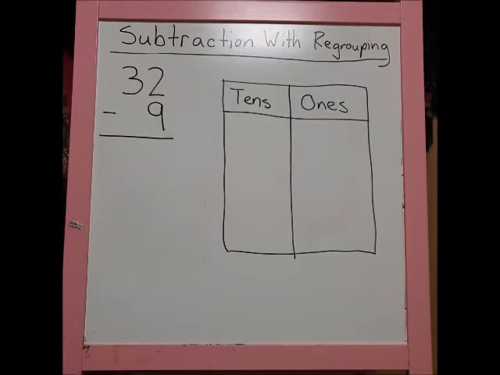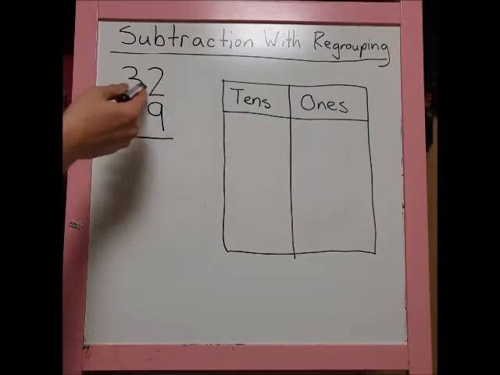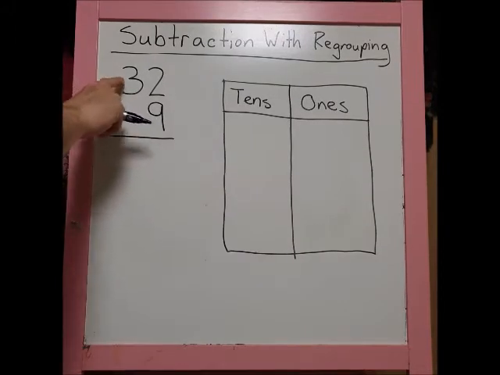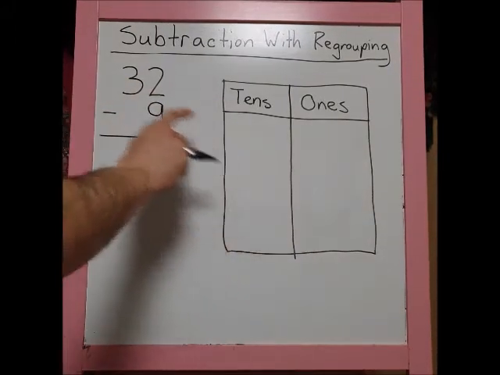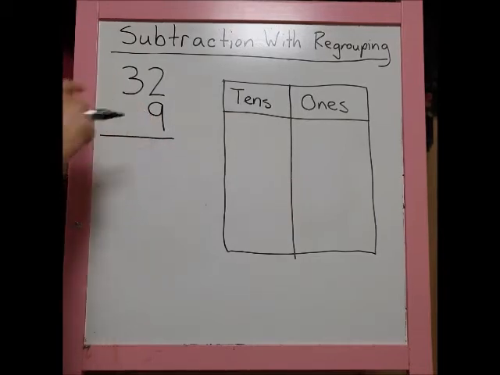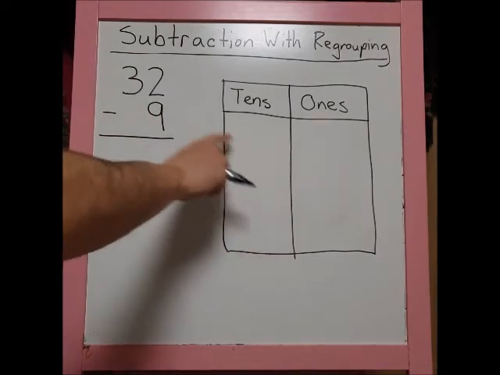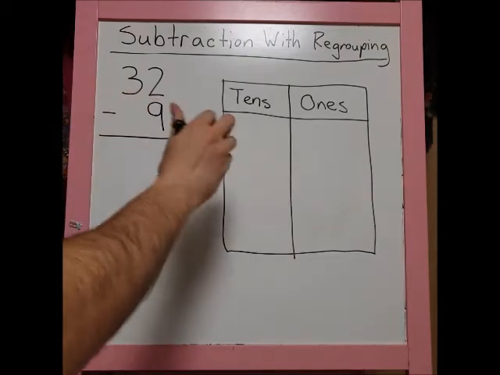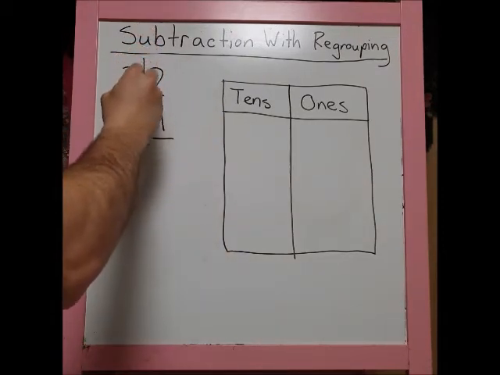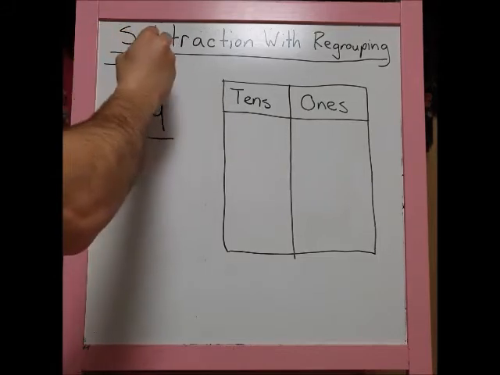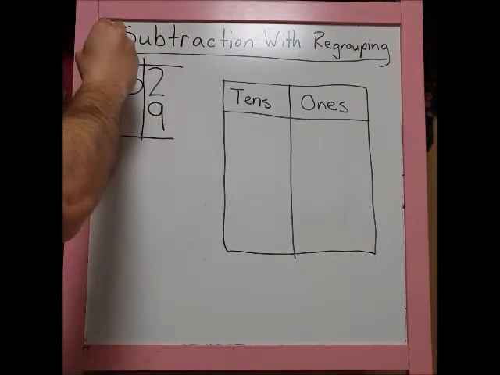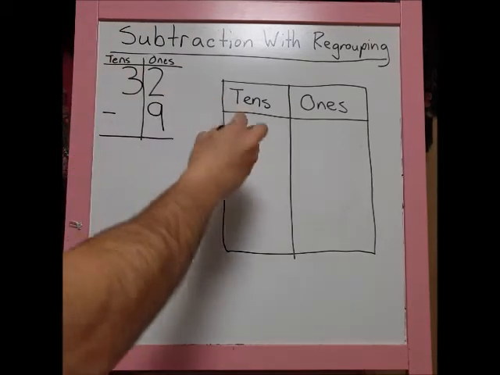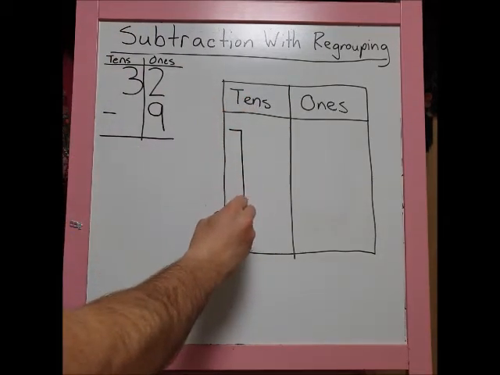Now, our first step, if we're going to use our place chart, is to take the bigger number and draw it in our place value chart. So 32 is bigger than 9, so let's use 32. How many tens are in the number 32? There are 3 tens in 32, remember. These are the tens. These are the ones. So in 32, we have 3 tens. We can draw them here.